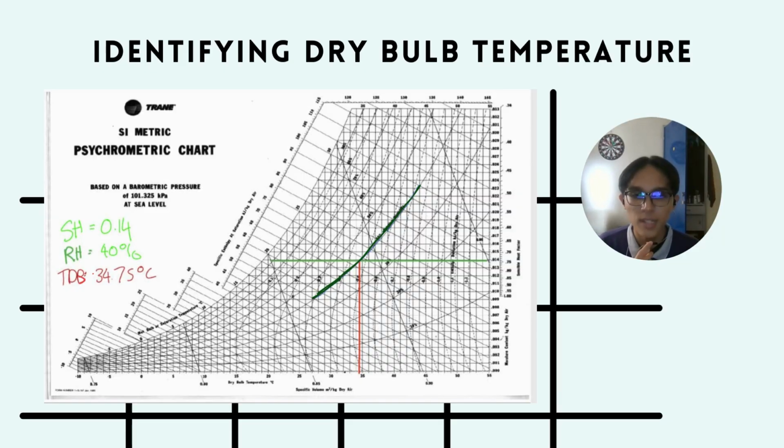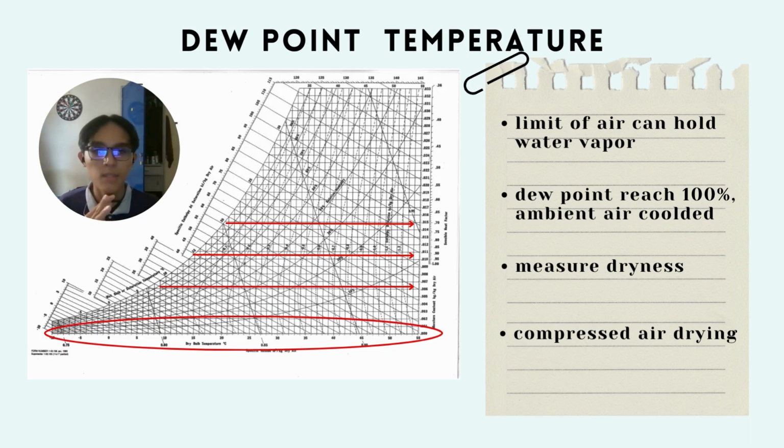So how can we identify dry bulb temperature based on specific humidity and relative humidity given? The first one is we draw a horizontal line to the left for 0.14 specific humidity, and then we draw a curved line based on the 40% relative humidity. Once we are done, we draw a vertically upward line that crosses the specific humidity line and relative humidity line. Once we cross, we can get 34.075 degrees C.